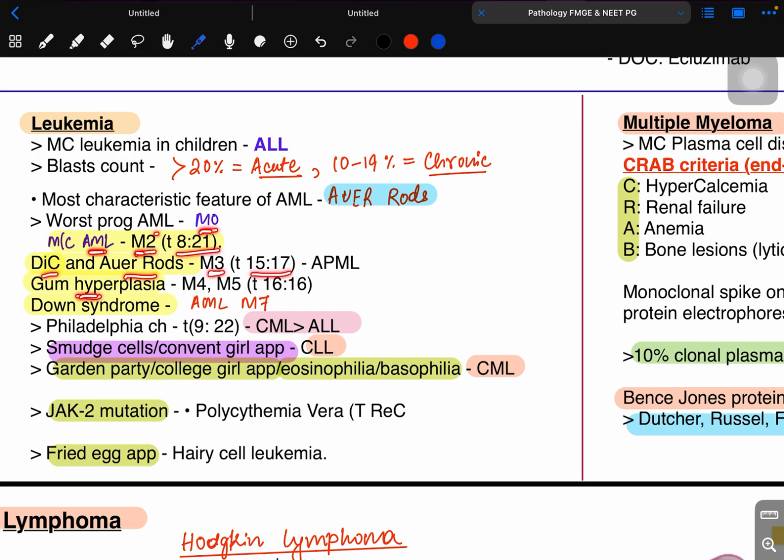Gum hyperplasia is seen in M4 and M5, translocation 16;16. Down syndrome is associated with the AML M7 variety. Philadelphia chromosome, translocation 9;22, is found in CML more than ALL.